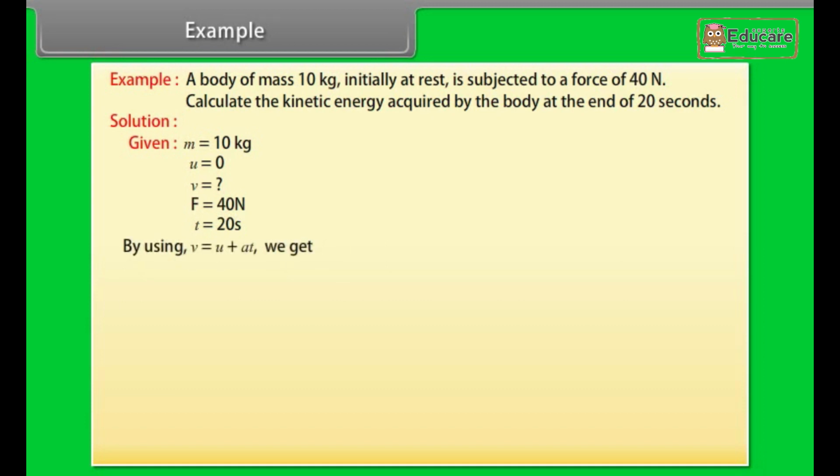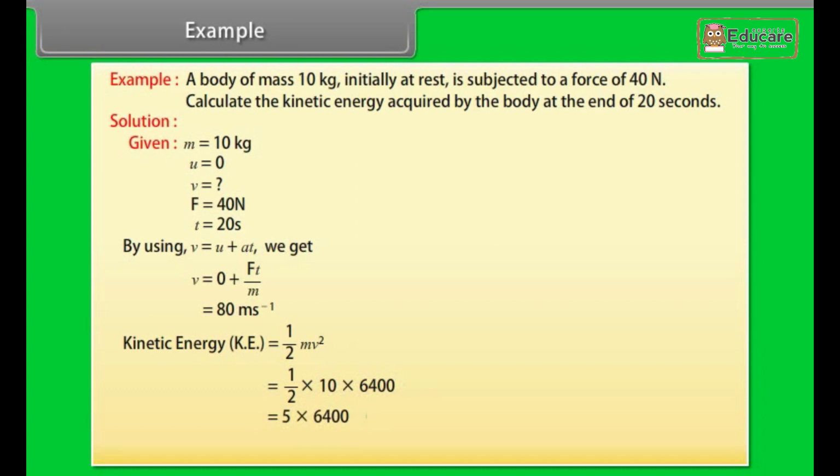By using v is equal to u plus at, we get v is equal to 80 meter per second. Kinetic energy is equal to half mv square. On calculating, we get kinetic energy is equal to 32,000 joules.